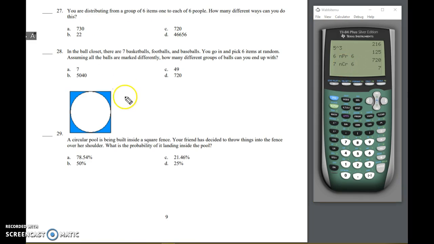So back to problem number 29. This is geometric probability. So we have a circular pool being built inside of a square fence, and your friend has decided to throw things into the fence over her shoulder. What is the probability of it landing inside the pool? Okay, well, we have no calculations here, but landing inside of the pool, that would be the circle.